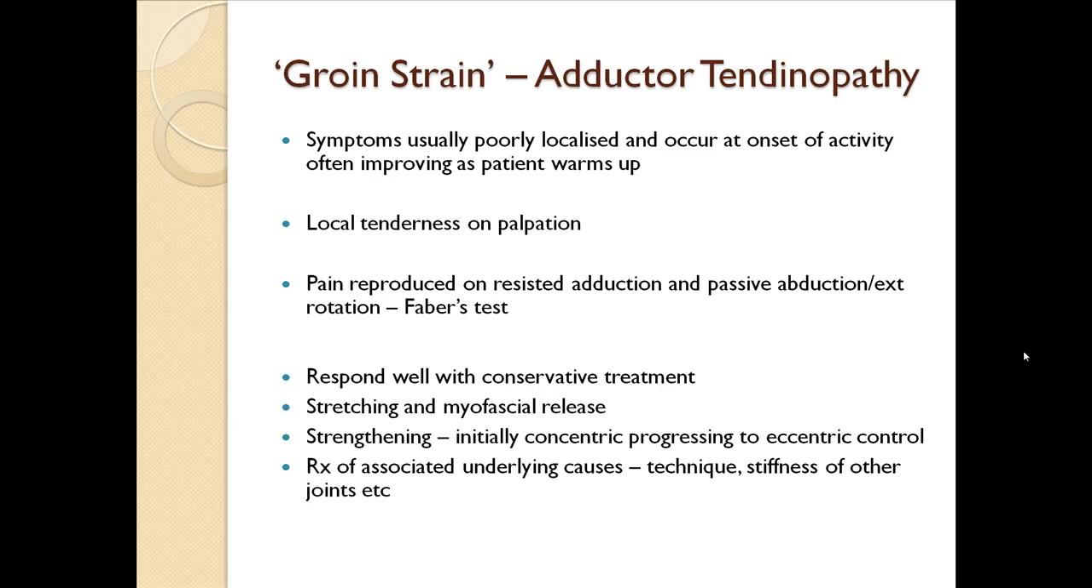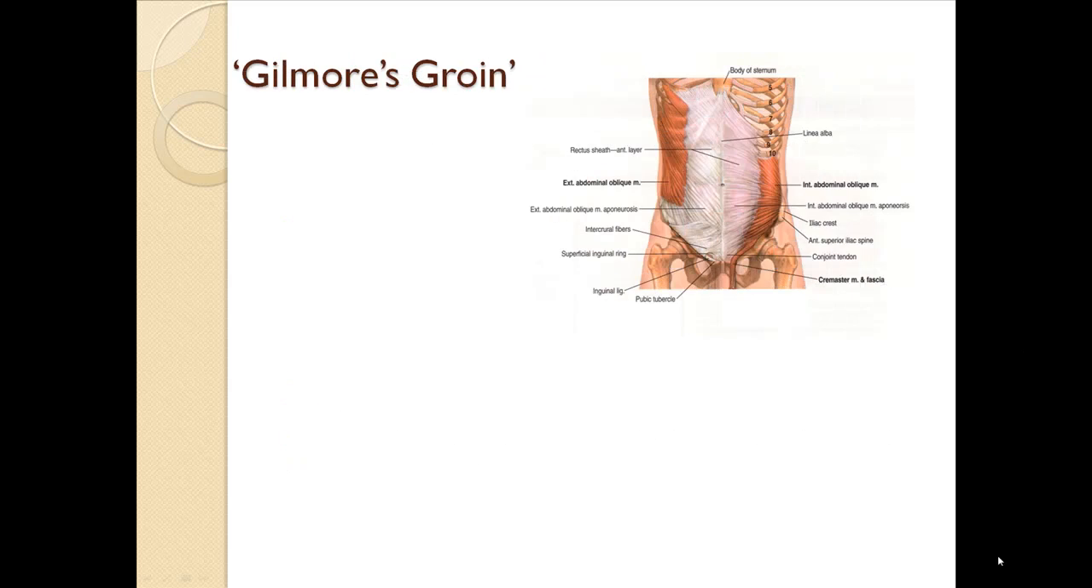So check stiffness of other joints, things like the sacroiliac joint, the stiffness of the hip joint, and indeed abnormal mechanics of the knee and foot. Okay, another pathology that often gets confused with adductor tendinopathy is the Gilmore's groin, or the sportsman's hernia. This is an injury of the conjoined tendon of the abdominals.